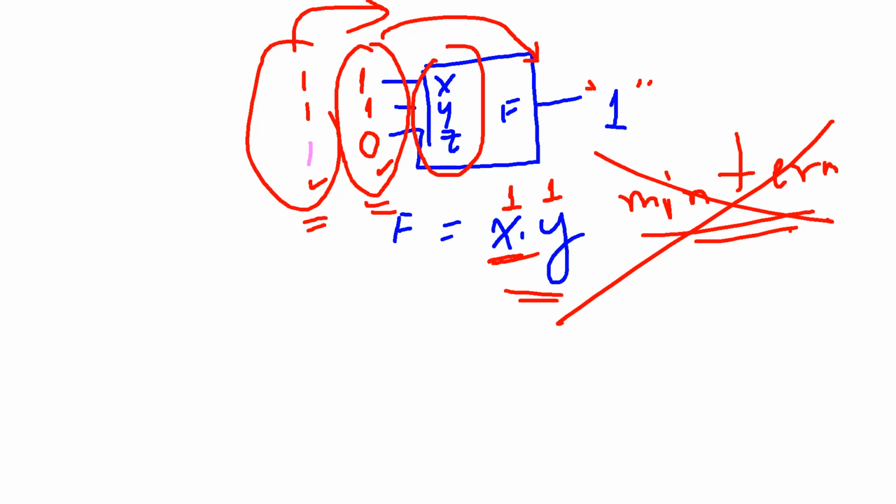Okay, so that means the function must depend on all input variables. It will be a minterm. But if you lose or remove one or more input variables, it's not a minterm, because there are two or more cases that make the output to be 1.